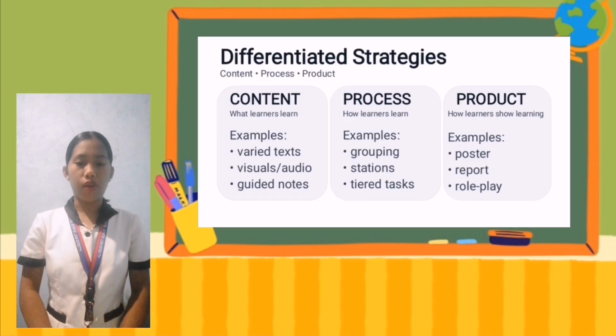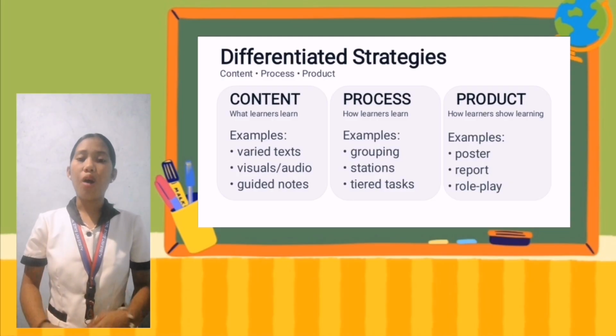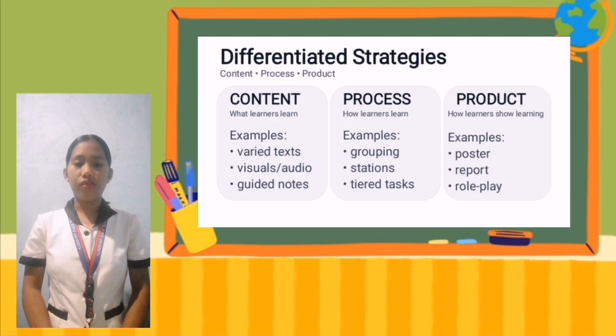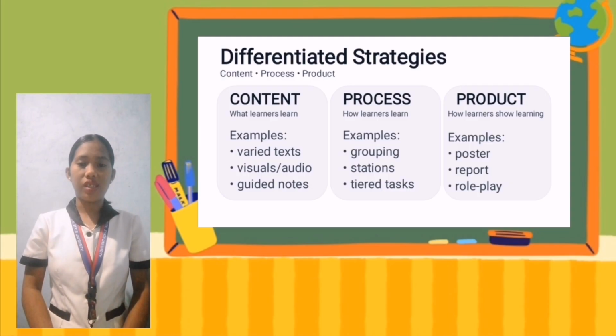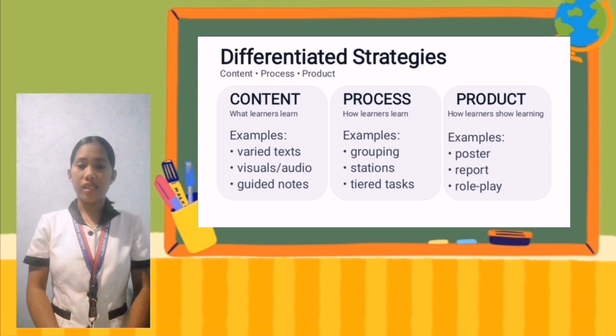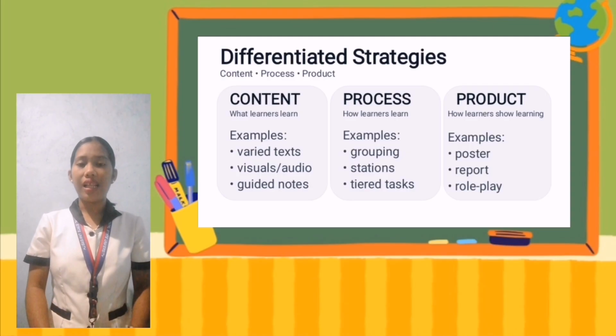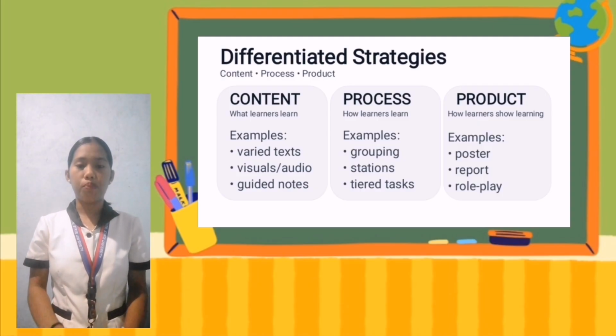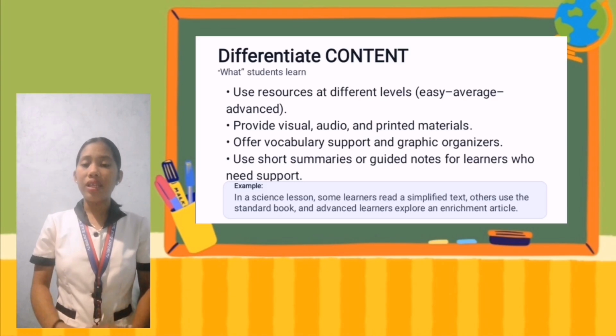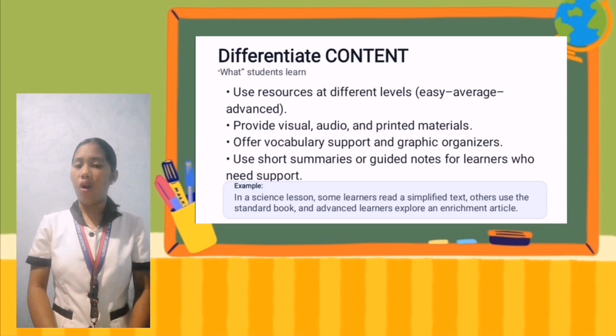There are three types of differentiated strategies. We have content, process, and product. Examples of content are varied text, visual, audio, and guided notes. Process examples are grouping, stations, and tiered tasks. And the last is product. Examples are poster, report, and role play. And now we discuss all about differentiated content.